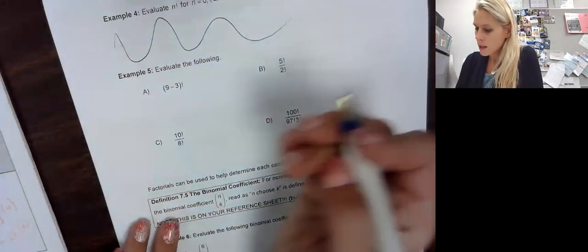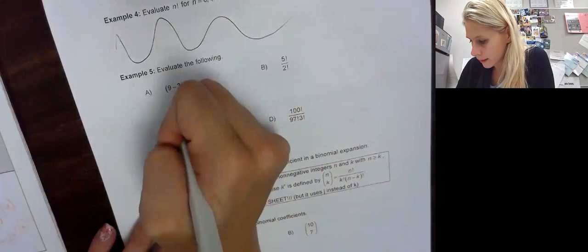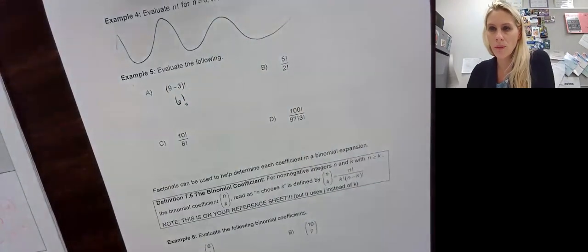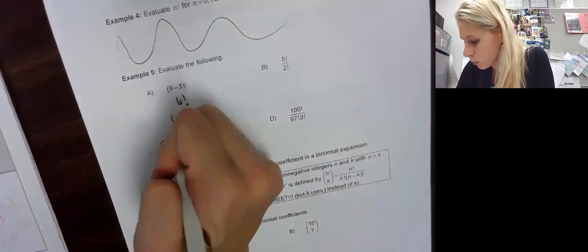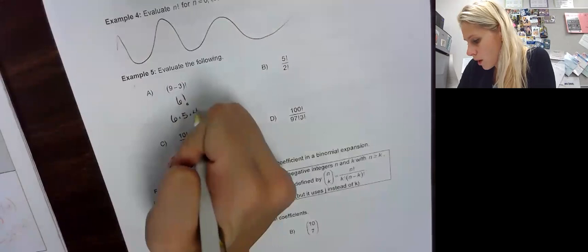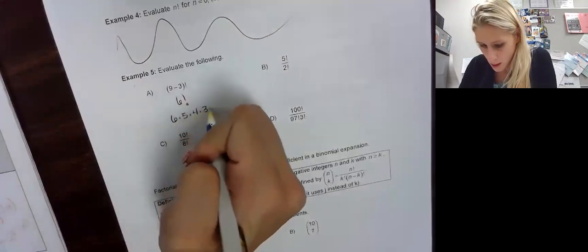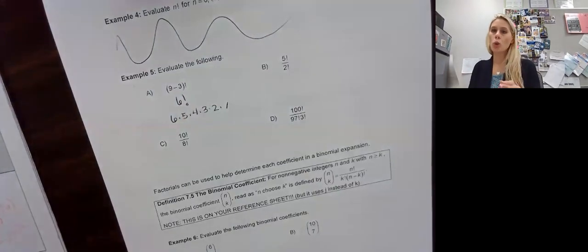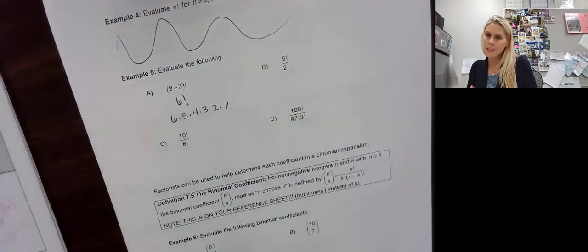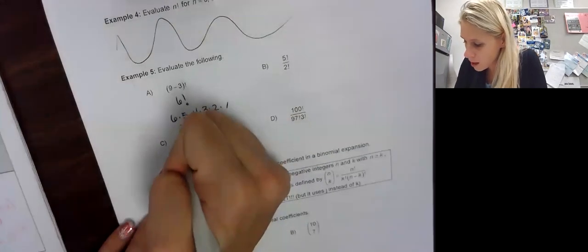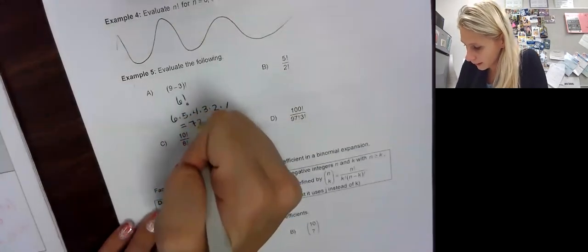Okay, so 9 minus 3 is what? 9 minus 3 is 6. So I'm left with 6 factorial. So if I asked you to evaluate that, what that means is we're saying 6 times 5 times 4 times 3 times 2 times 1. So factorial says you're multiplying by all the numbers less than that all the way to 1. So when you do that out in your calculator, we get 720.